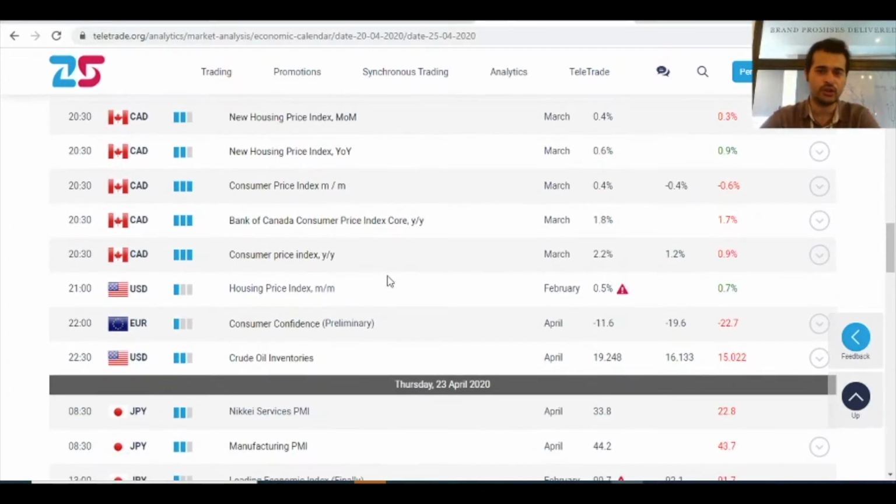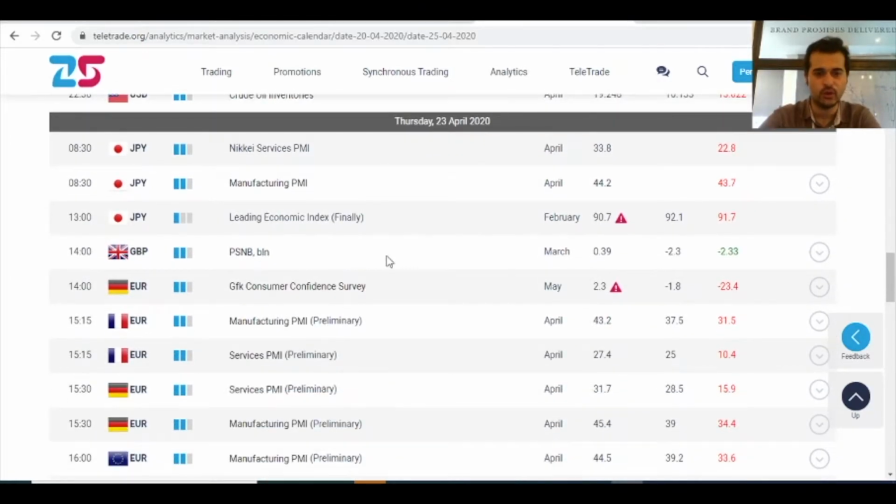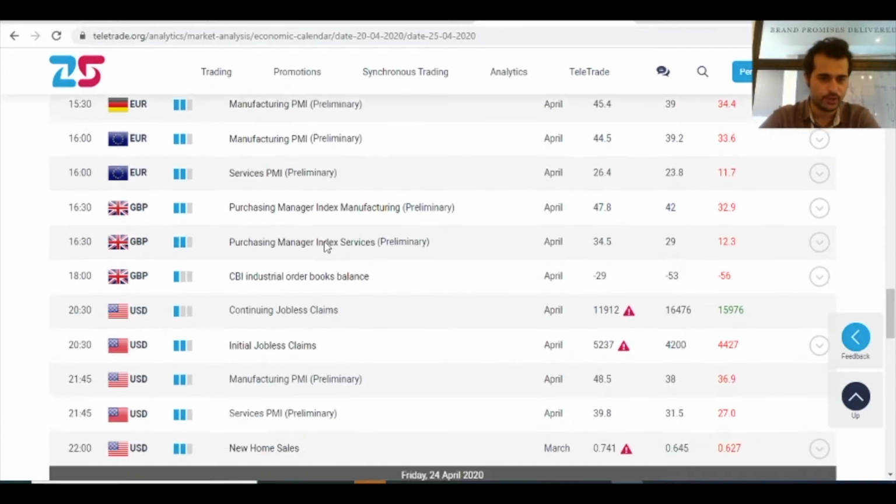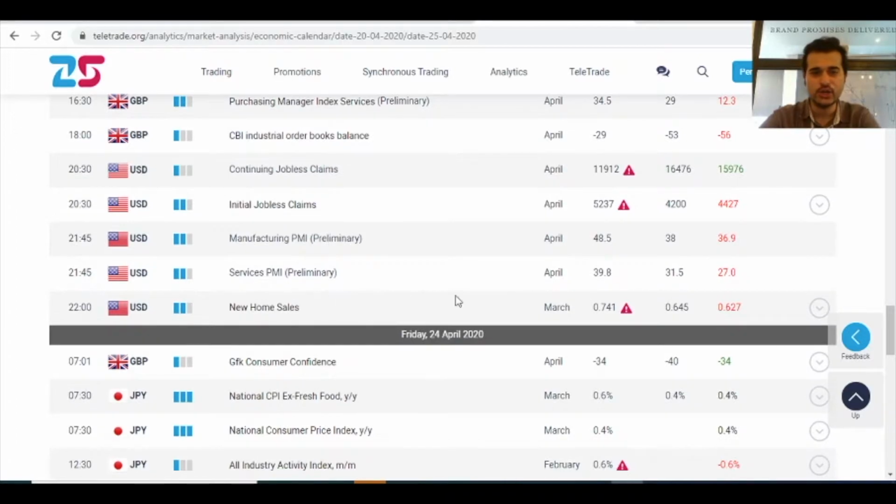But of course, we're going to go by structure: how did it respond to the market and how did it behave? Then we also had the purchasing managers index from the UK. We also had new home sales, and of course, what we were expecting, initial jobless claims, which rose to 4.4 million. Of course it was slightly lower than the previous numbers, but then again it hit another 4.4 million.